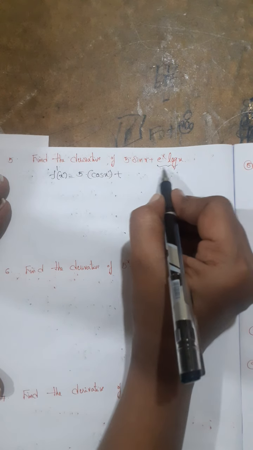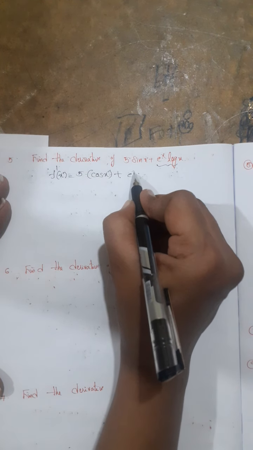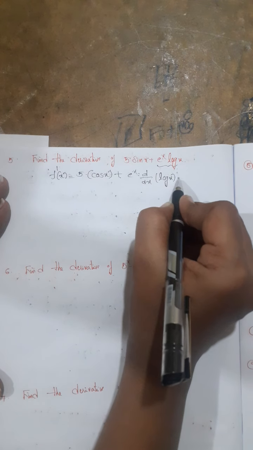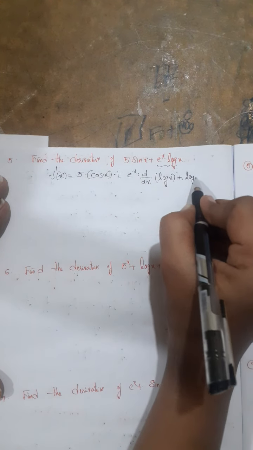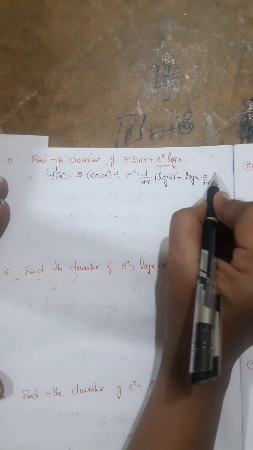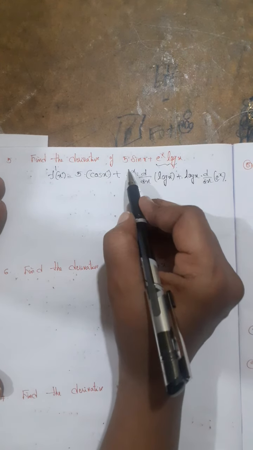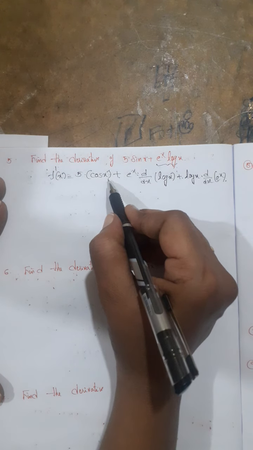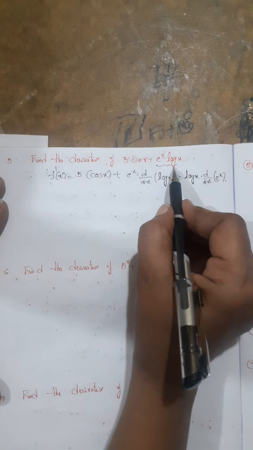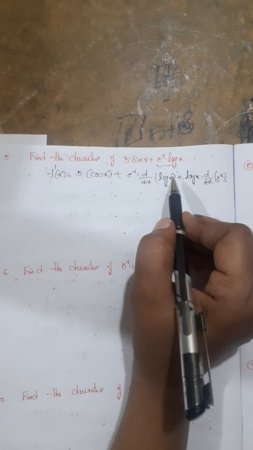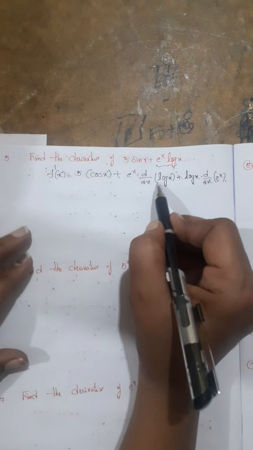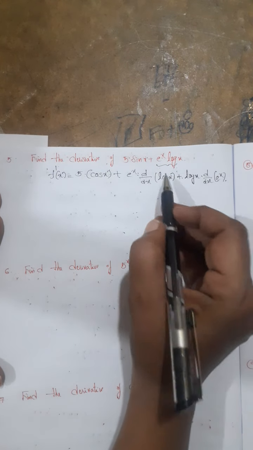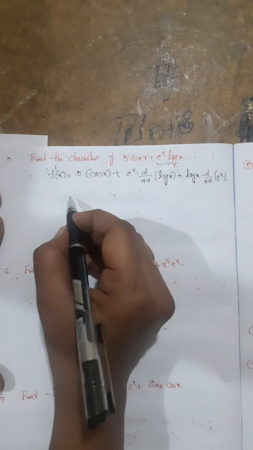What about this function? This is again the u into v method. So e to the power of x into d by dx of log x plus log x into d by dx of e to the power of x. If you have a single function, you directly apply the differentiation, directly take the formula for that. And if you have a combination of functions, it may be product or rational, then whatever formula you need to apply, you apply it. Here I am applying the uv formula.